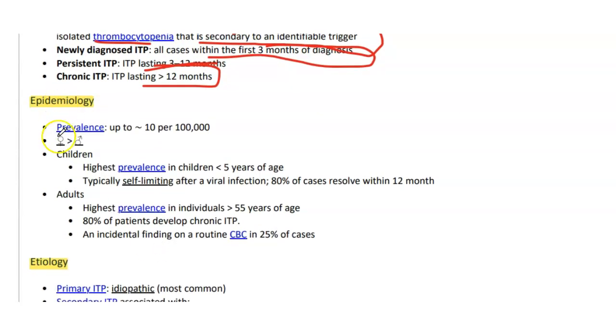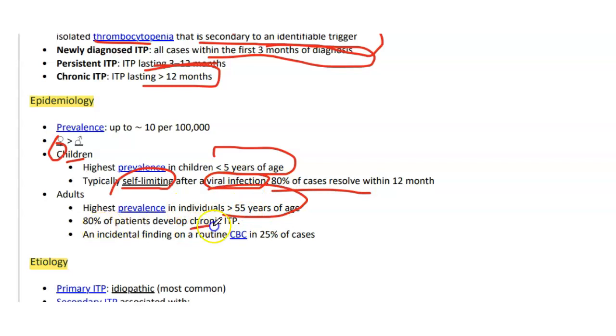It is usually common in females, and in children the highest prevalence is below 5 years of age, and it is typically a self-limiting disease after a viral infection. So there will often be a history of viral infection, and a child will present with mild bleeding. So you should consider ITP as a diagnosis. 80% of cases resolve within 1 year. In adults, the highest prevalence is in individuals greater than 55. 80% of patients develop chronic disease, and it is an incidental finding on a routine CBC in 25% of the cases.